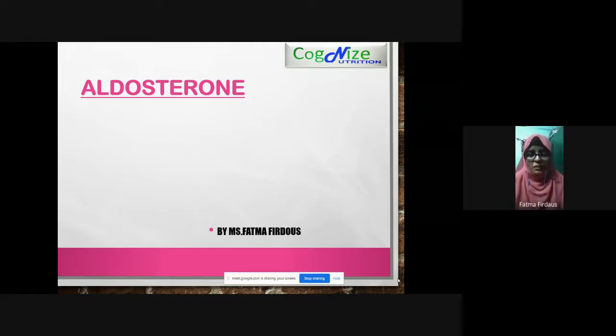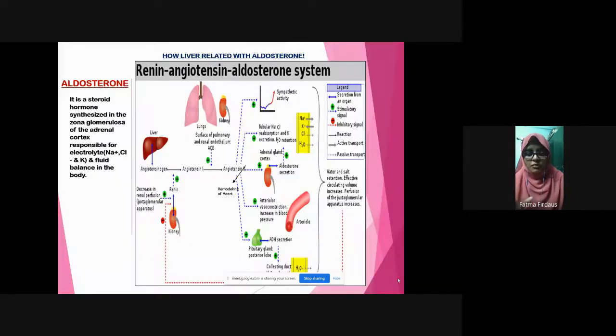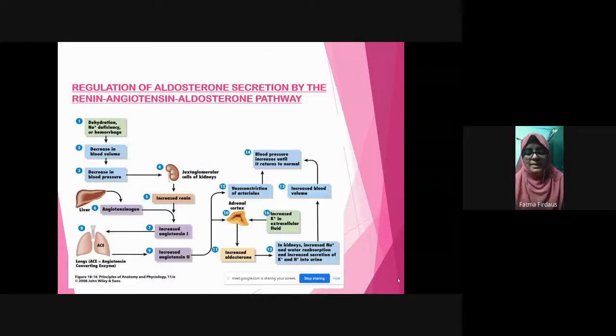Today my topic is aldosterone, the relation of liver with aldosterone. So before starting, I would like to give a brief introduction about aldosterone. Aldosterone is a steroid hormone synthesized in the zona glomerulosa of the adrenal cortex, responsible for electrolyte, sodium, chloride, potassium, and fluid balance in the body.